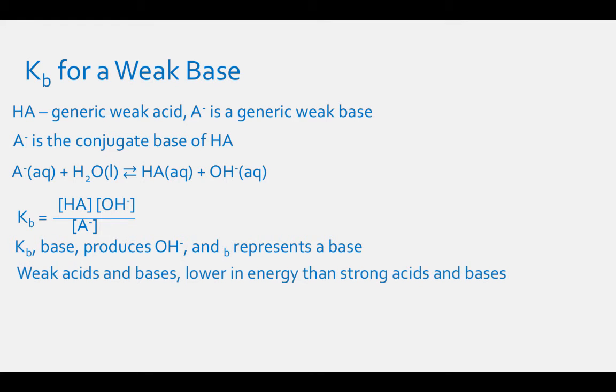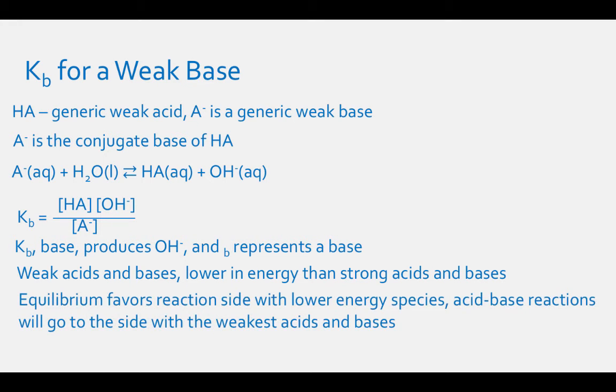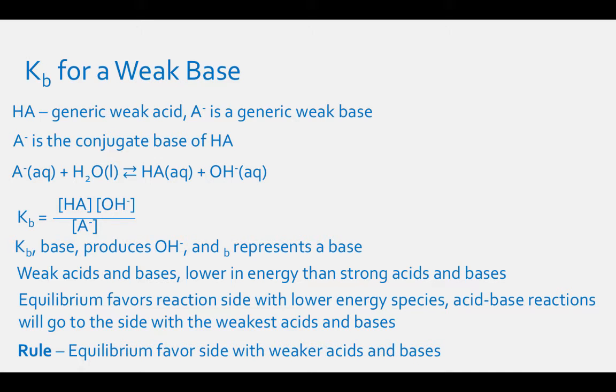Weak acids and bases are lower in energy than strong acids and bases. Because equilibria favor the reaction equation side with the lowest energy species, acid-base reactions will go to the side of the weakest acids and bases. As a rule, the equilibrium of a reaction will favor the side with weaker acids and bases.